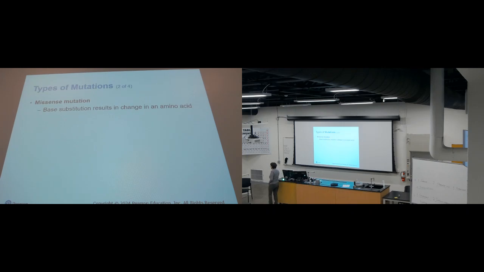Missense is when you actually change your amino acid, because you have a mutation in your DNA for something that doesn't correspond to the function of that amino acid. So that's not a neutral mutation. You should have a change in amino acid. That's a missense mutation.